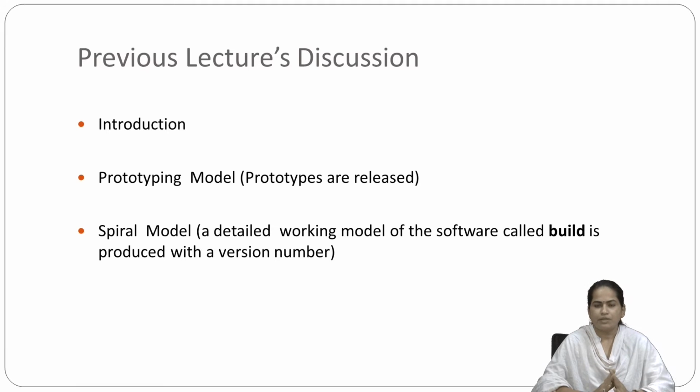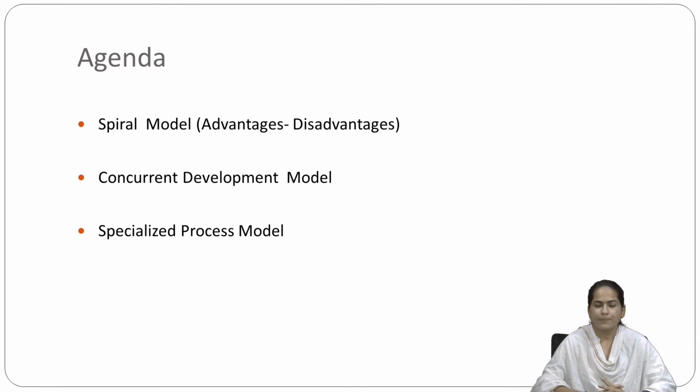In the spiral model, we also have some points which are to be discussed, which we are going to see today. So let's see today's agenda. In today's lecture, we are going to discuss the spiral model, its advantages and disadvantages, the concurrent development model, and the specialized process model.